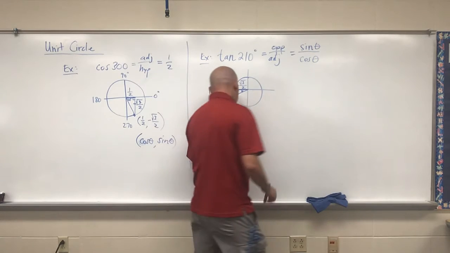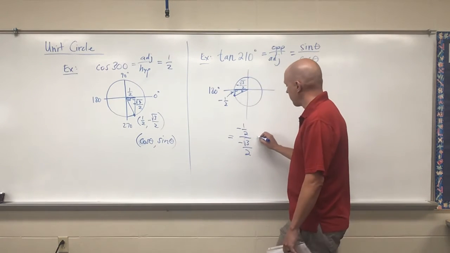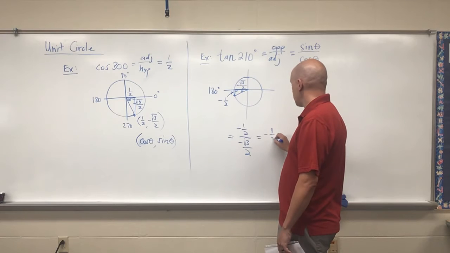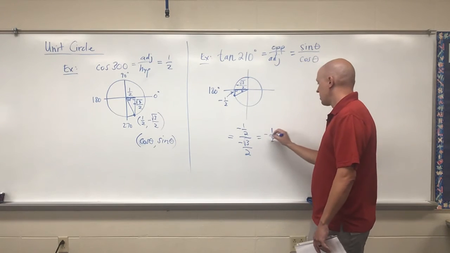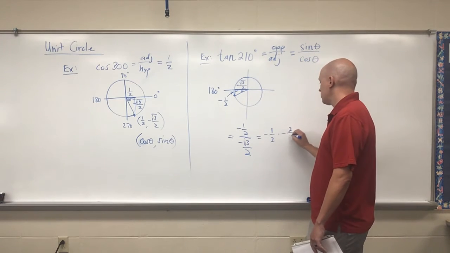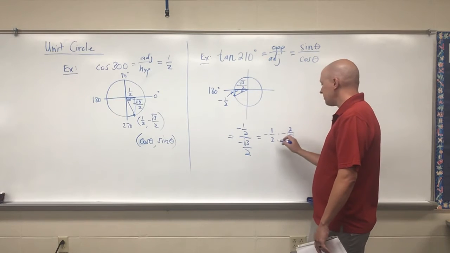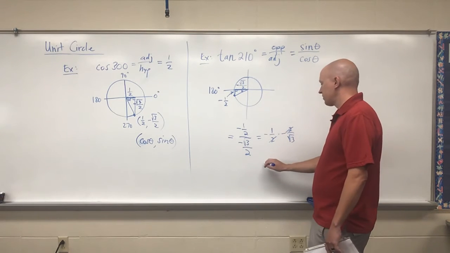So how do we do complex fractions? This is just a fraction divided by a fraction, which means we're going to keep, change, flip. So I would do -1/2 times -2 over root 3. When I multiply, I've got some crossing off to do there.